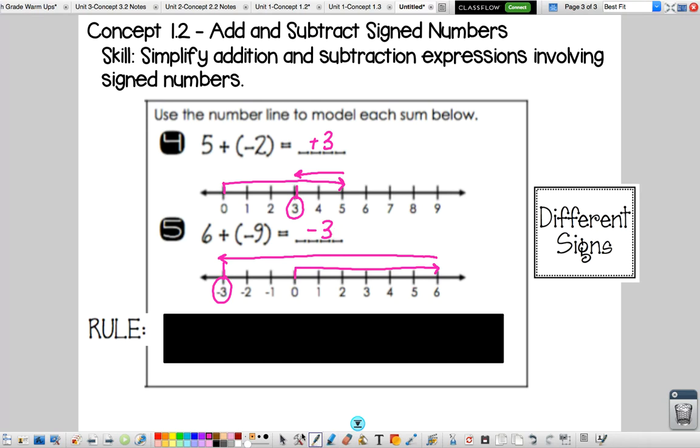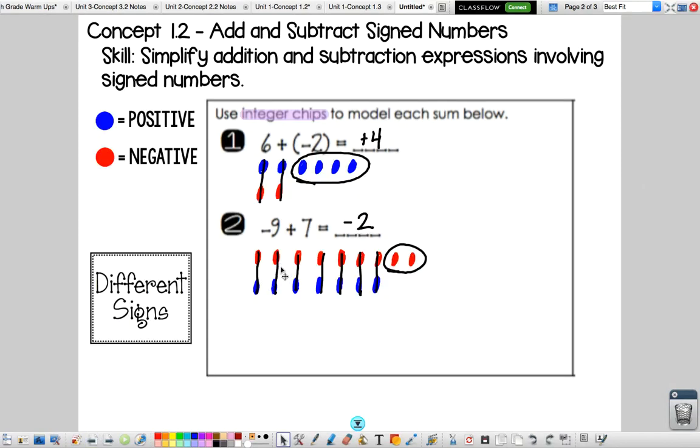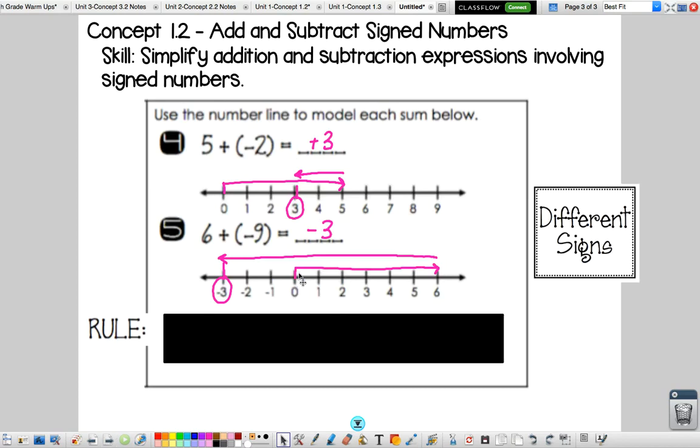So in both examples, we want to try and determine our rule. Going back, again, we canceled out, we got rid of these zero pairs. On our number lines, we went one direction for positive, and we went back the other direction for negative. So when we talk about a rule, we're taking away something that we've already done in the problem, and taking away indicates subtraction. So when you are adding different signs, you end up subtracting the numbers.